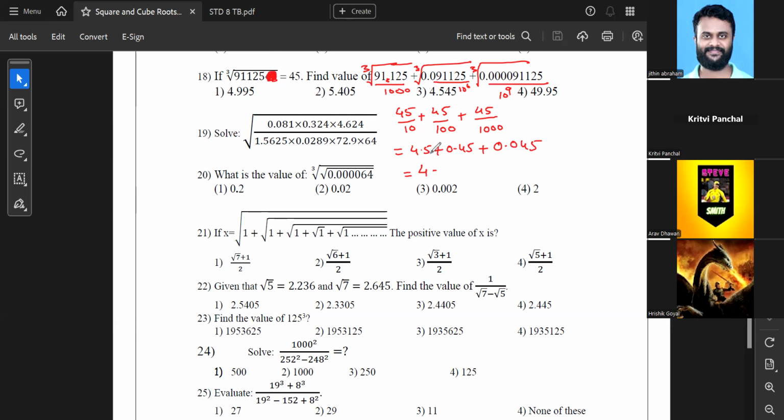I can directly say without even solving. I can say why, because it is 4.995. Logically, it makes sense. 4.5 will not be the answer, 49 will not be the answer, 5.4 will not be the answer. So the only option left is 4.9 and something around it.